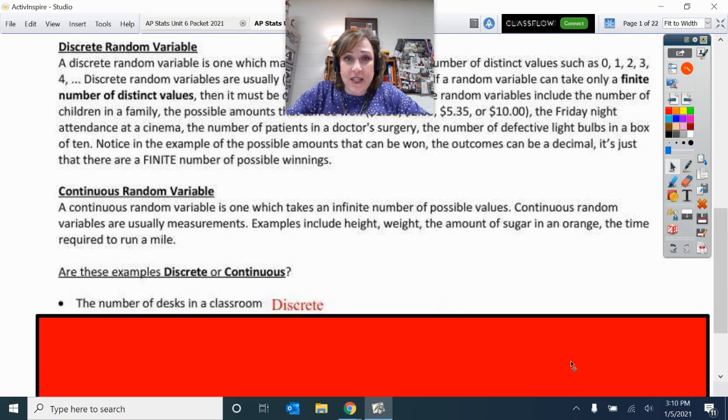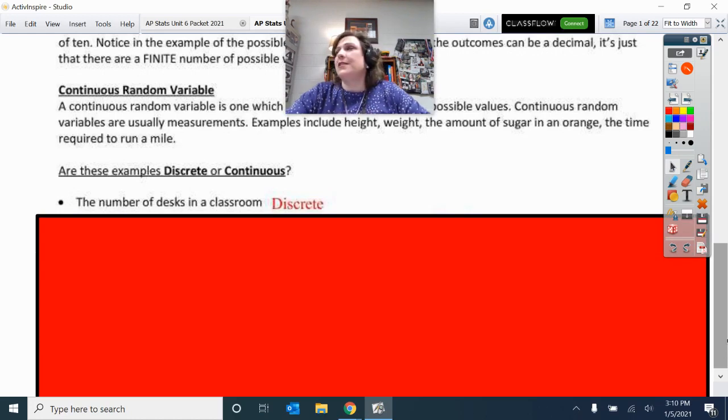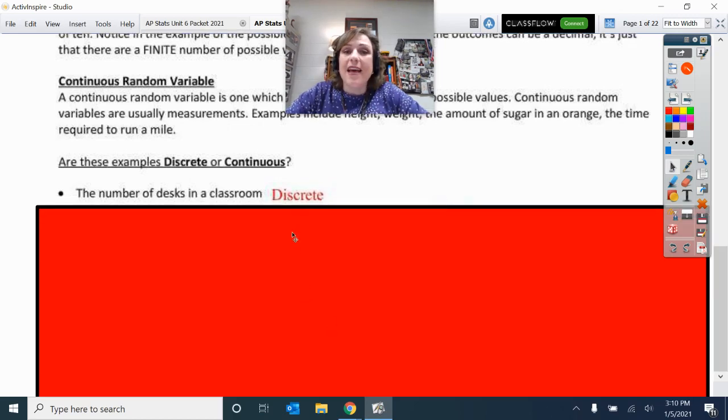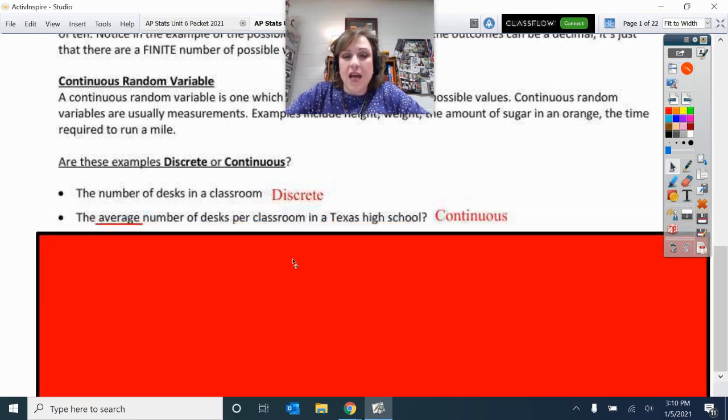Number of desks in a classroom, discrete. You can only get so many in there. And plus, there's only so many that can fit and be legit doable in a classroom. Okay. How about the average number of desks per classroom in a Texas high school? See, if I took the average per classroom, then I can have decimal amounts. So once I have turned it from the number of items into the average amount, now I have a continuous situation.